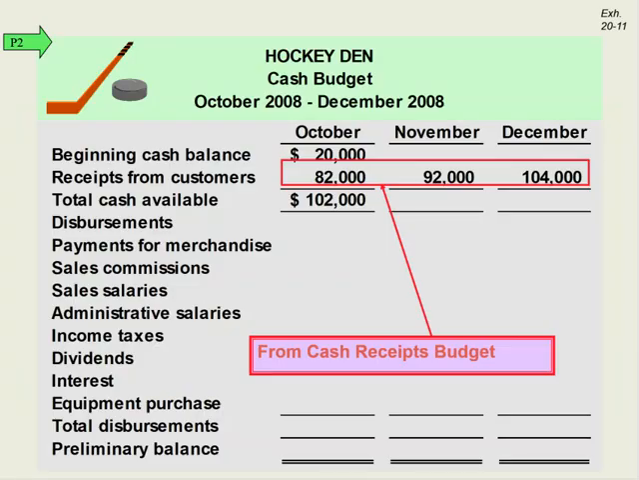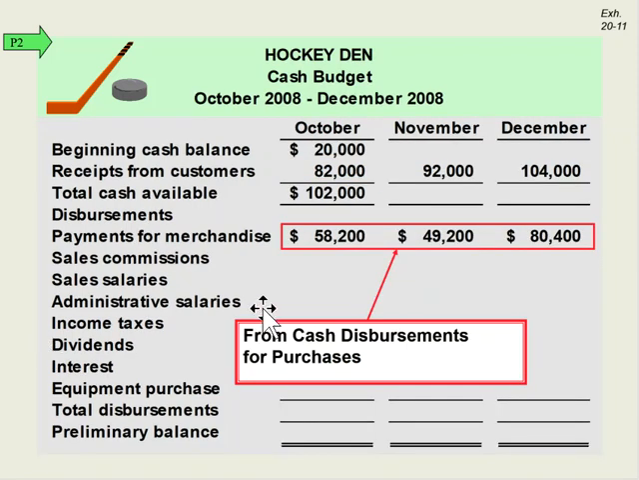Okay, so we start to fill in what we know. And in this case, we do know what our cash receipts from our customers are going to be and the timing of those cash receipts based on our cash receipts budget for October, November, and December. We also know what our anticipated cash disbursements are going to be for October, November, and December, which we just calculated from the cash disbursement budget.